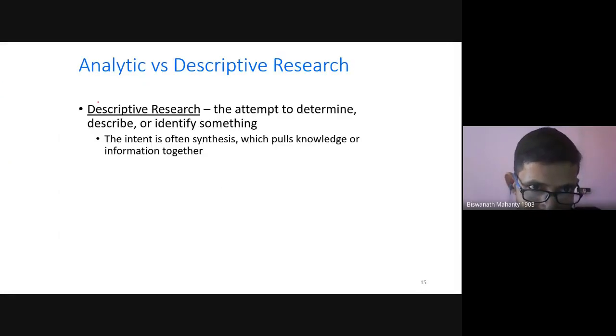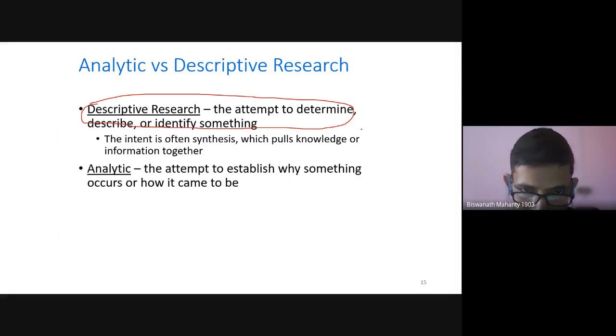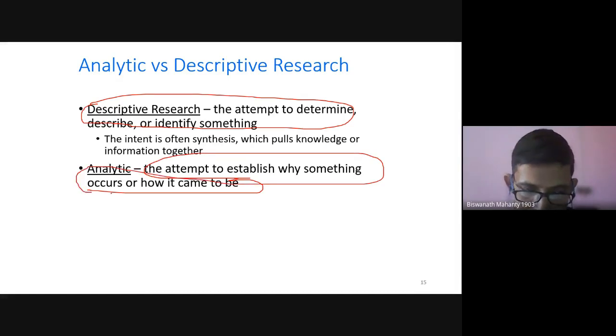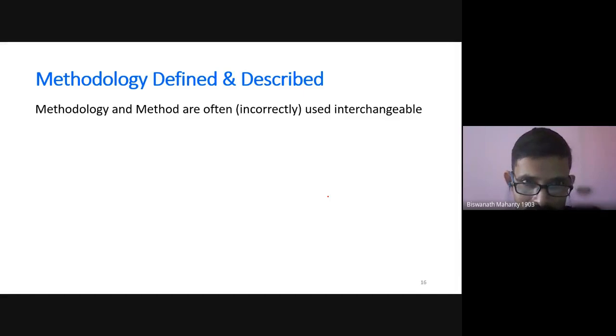Analytical and descriptive. In descriptive research, the attempt is to determine, describe, identify something. Analytical will give you some more information in some measurable manner. We attempt to establish why something occurs and how it came to be there. So the mechanistic view is already there. Methodology we'll discuss next class. I think we are already a little late.